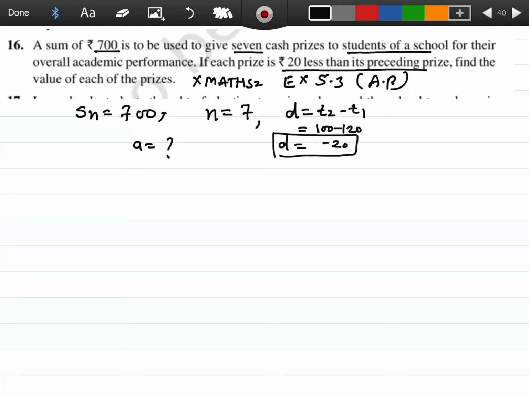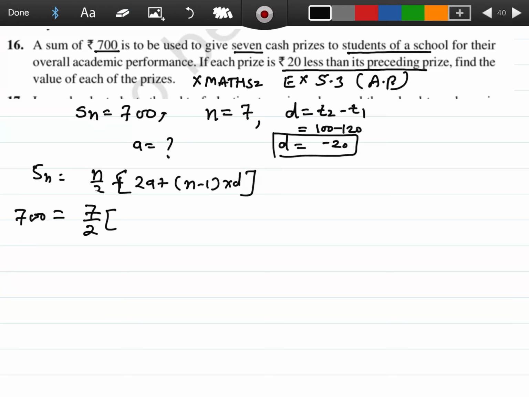Now we want to find what is a here. What is the first prize? So if we want the first prize, we can create the AP with the common difference d equal to minus 20. So here we want to find a. So Sn is equal to n by 2 into 2a plus n minus 1 into d.